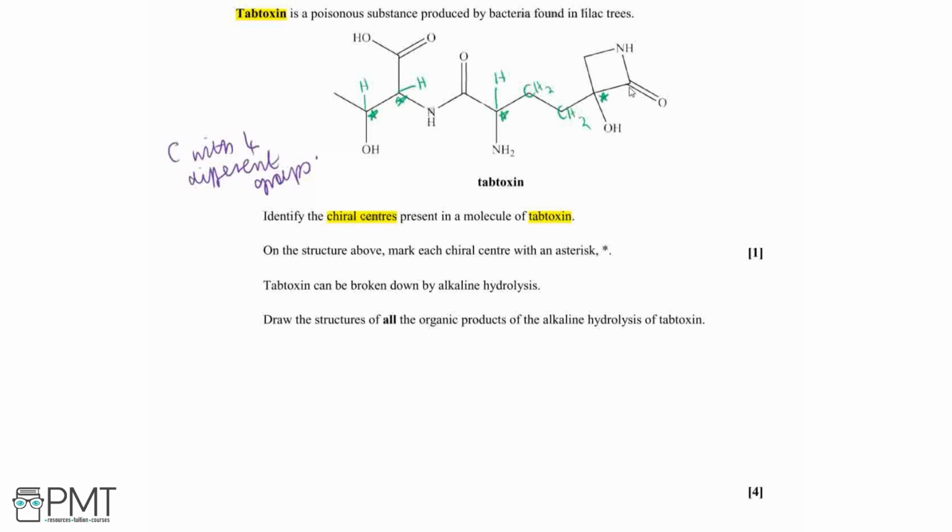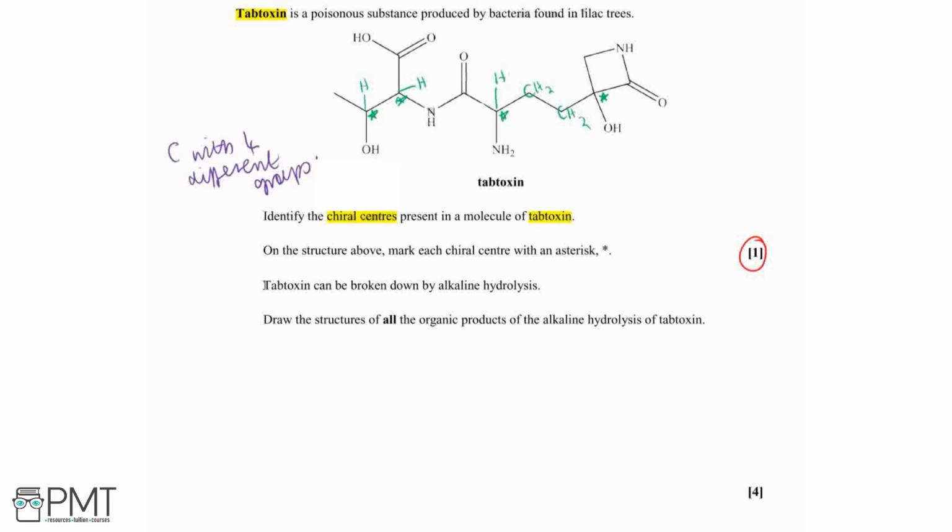Now the only other carbons we've got will not be chiral. This one, as mentioned, can't be chiral because it's got 2 bonds to an oxygen, and this one here is another CH2, so that won't be a chiral centre. So overall, we've got 4 different chiral centres, and you need to have all 4 marked on with an asterisk in order to get that mark there.